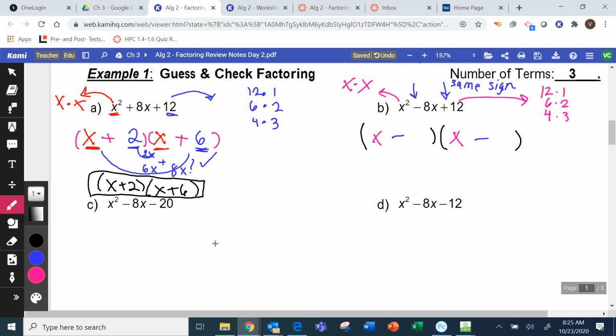6 and 2? We are still going to check our answers to make sure. So I'm going to do the outside, which is minus 2x, and the inside, which is minus 6x. Do those add together to give us minus 8x? Yes. So our final factored answer is x minus 6 and x minus 2.